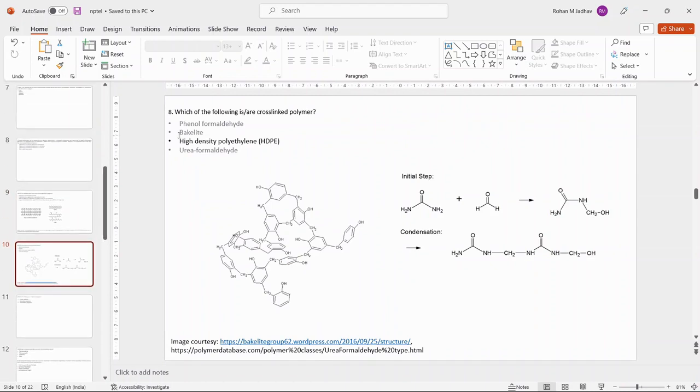Since we're talking about cross-linking itself, some of the products which form cross-linked polymers are phenol formaldehyde or bakelite. They are the same thing. And urea formaldehyde. You can see here a reaction scheme is given for urea formaldehyde.